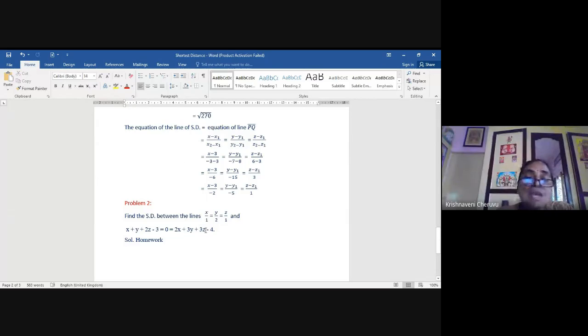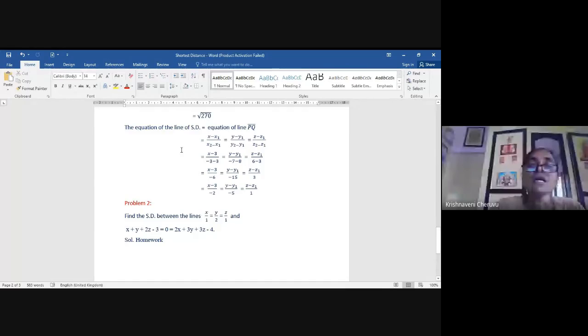So this second problem covers two models. One is transforming this unsymmetric to symmetric. The other is, when both the lines are symmetric, how to find the shortest distance. The same problem tomorrow I'm going to work out without transforming this line into symmetric form. Okay, so please do the homework. What homework did I give you today?